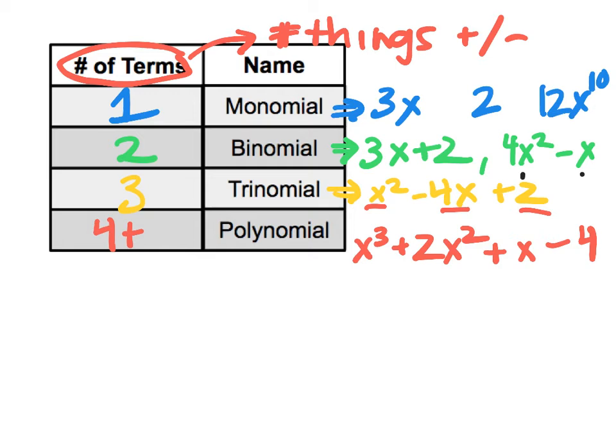It could also have more parts. So if it had a bigger exponent out front, maybe it has 10x to the 5th. That would be a polynomial too, because there's 1, 2, 3, 4, 5 things being added to it.